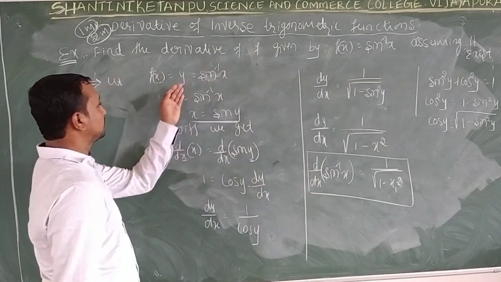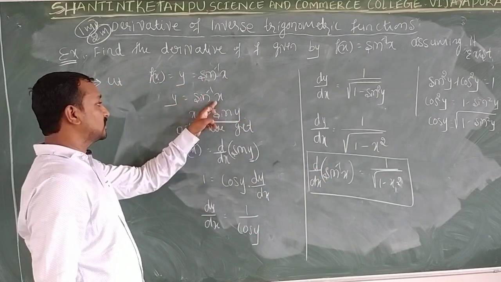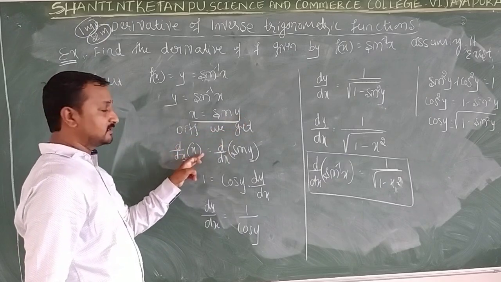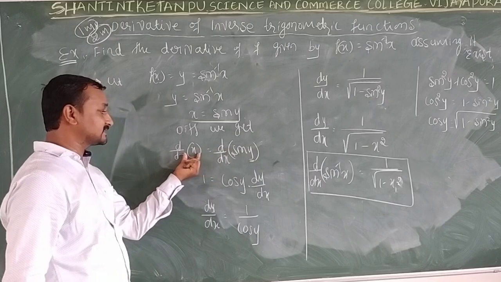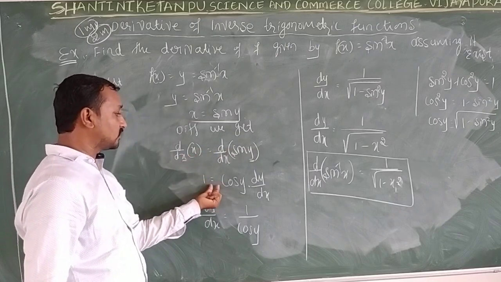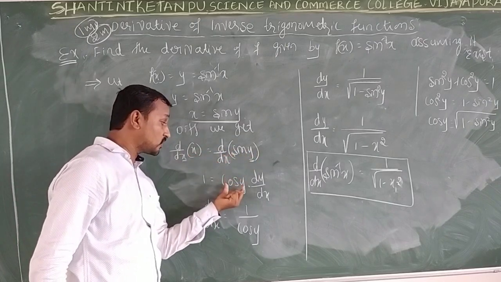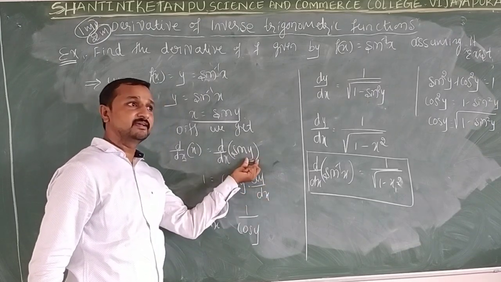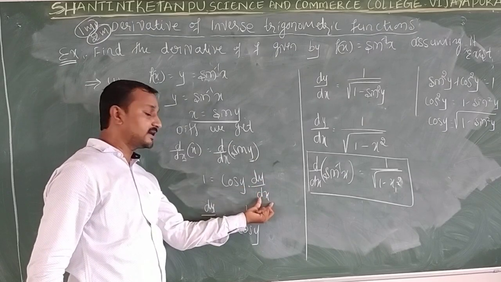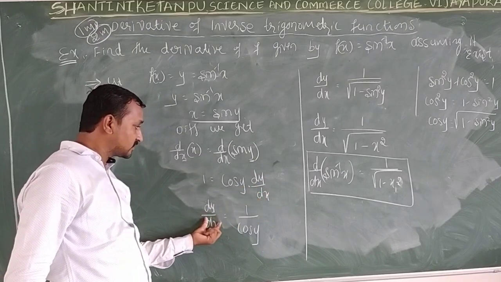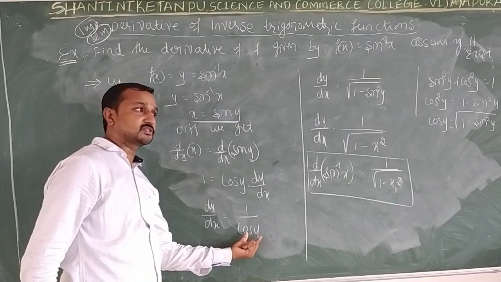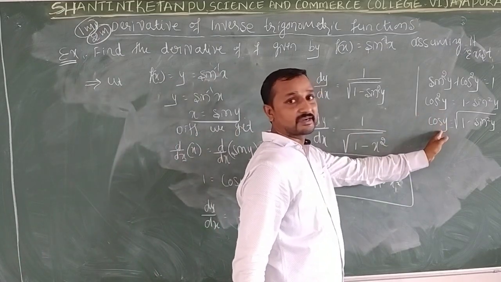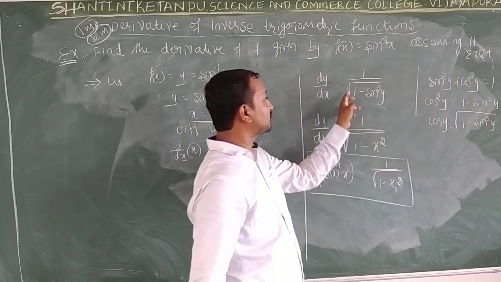What we can do? Take y equal to sin inverse of x, or x equal to sin y. Differentiate, we get d by dx of x is equal to d by dx of sin y. Derivative of x, we already know, is 1, equal to derivative of sin y, which is cos y, with respect to dy by dx. When we differentiate a function in terms of y, then we multiply by dy by dx. Then dy by dx is equal to 1 divided by cos y. Cos y is a trigonometric function, so by using the relation, cos y should be written as root of 1 minus sin square y.